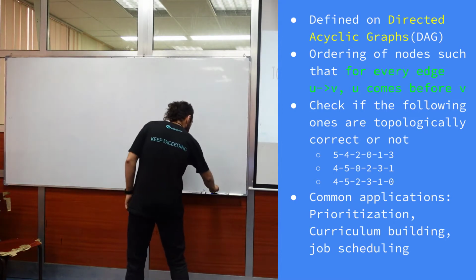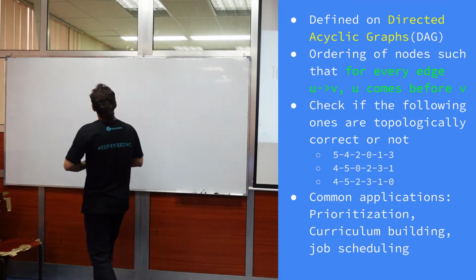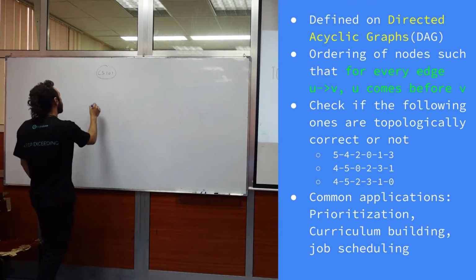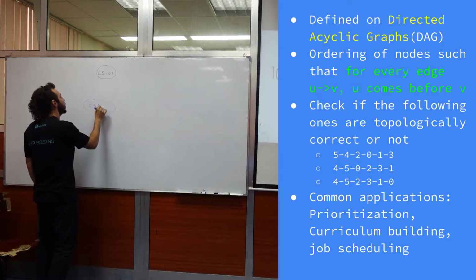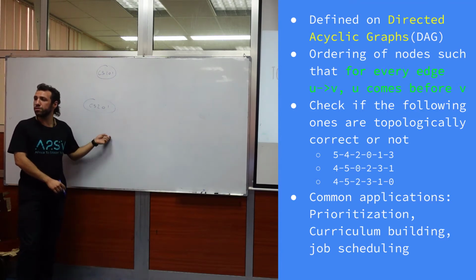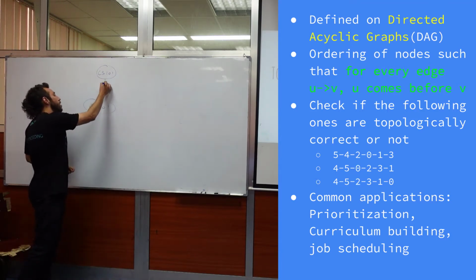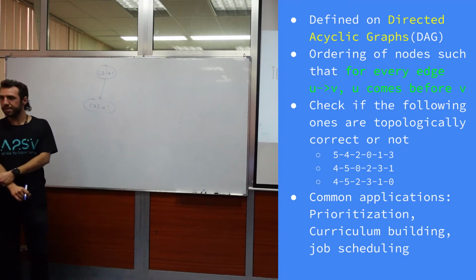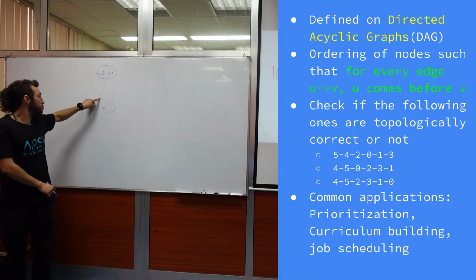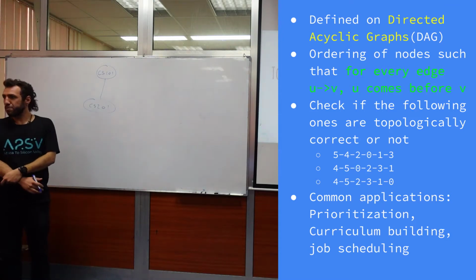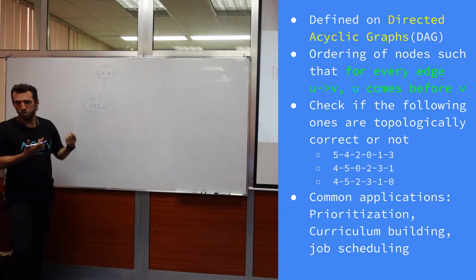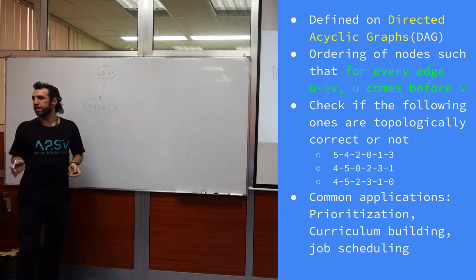So let's take a look. Let's say here you have CS 101. And here you have CS 201. And let's say CS 101 is a prerequisite for CS 201. So if we represent it this way, if the edge is directed, it would make sense, right? If I put it this way, you wouldn't know if it's both ways, whether CS 201 is depending on 101 or vice versa. So that's why it is defined on directed graphs.